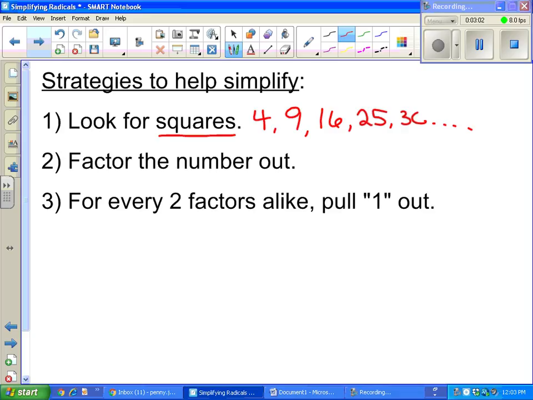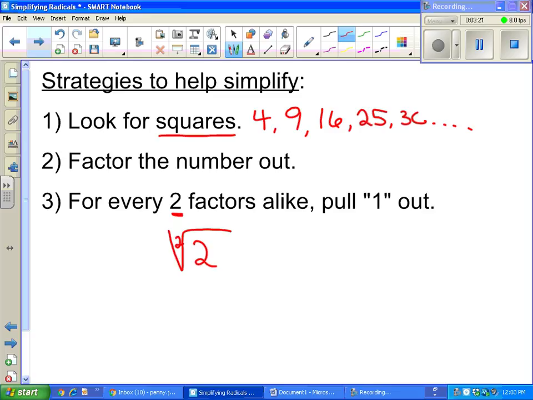Number 2, you can factor the number out. Even if you don't get the squares, you can still think of 2 numbers that would multiply to give you the number that we're looking for. So factor the number out. And then number 3, the strategy that never fails you is for every 2 factors alike, pull one out. And the reason it's for every 2 is because I'm taking the second root.